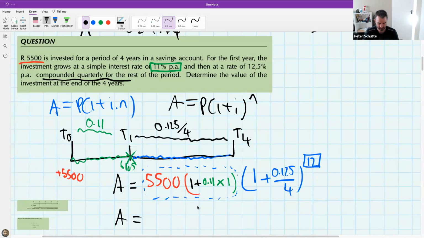I'm going to do it too, just in case. So you have to get 5,500 times 1, and then I'm going to hit equals times open bracket 1 plus 0.125 over 4 close bracket to the power of 12, and we get 8831.88.